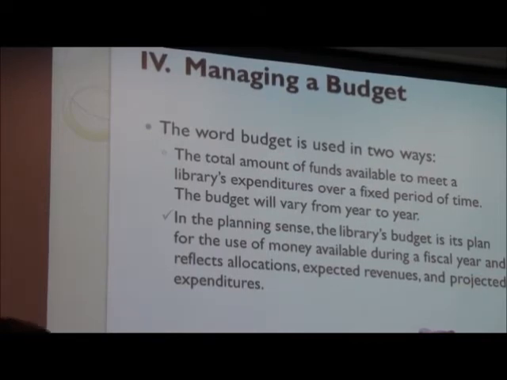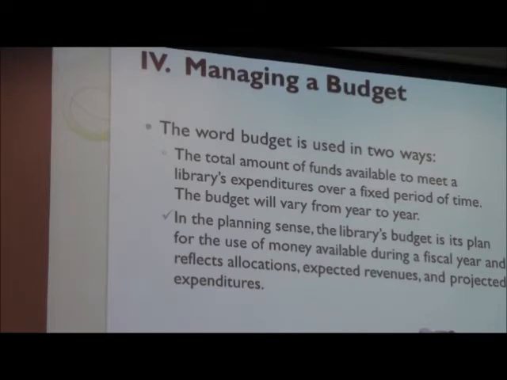Then we come to managing the budget. The word budget is used in two ways, as you know: as the total amount of funds available to meet the library's expenditure over a fixed period of time. The budget will vary from year to year, and also in the Japanese case, because of the exchange rate, the budget may be increased but actual spending power may be decreased. So you have to really watch out for the exchange rate.